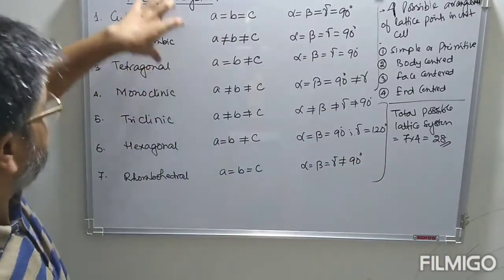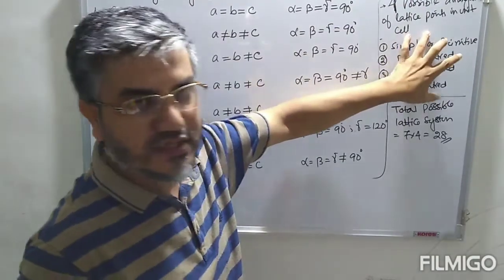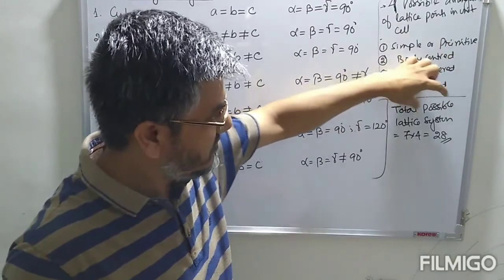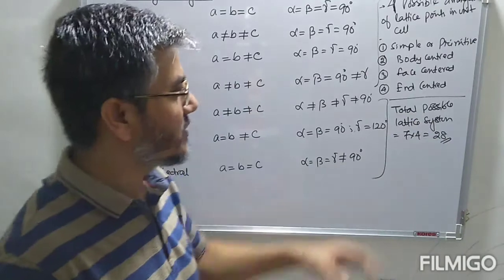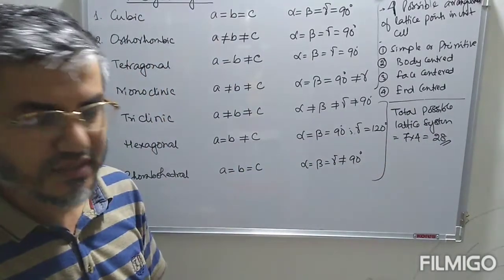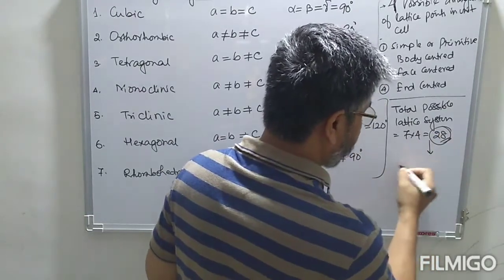So we have 7 crystal systems, each crystal system has 4 possible arrangements of points, so the total possible is 28. So 28 theoretically possible lattice systems are there. Out of these 28 possible, only 14 exist in nature.